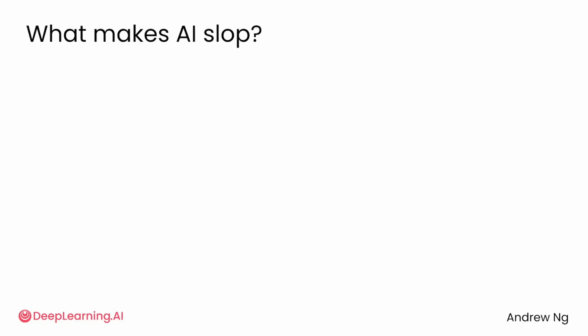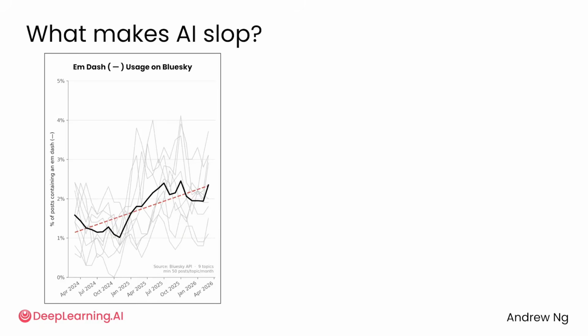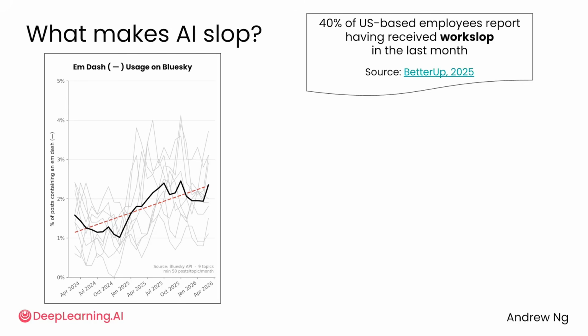What makes AI slop? Many people have noticed that AI writing often includes the em dash, that is the long dash, much more than normal human writing. On the social media site Bluesky, the use of the em dash has been trending upward ever since the release of ChatGPT. A recent survey showed that 40% of US-based employees have received work slop in the last month. And the term AI slop refers to content that's generated by AI and that looks good if you don't read it too carefully. So maybe every sentence read in isolation sounds like it's well written, but collectively the text just lacks substance.